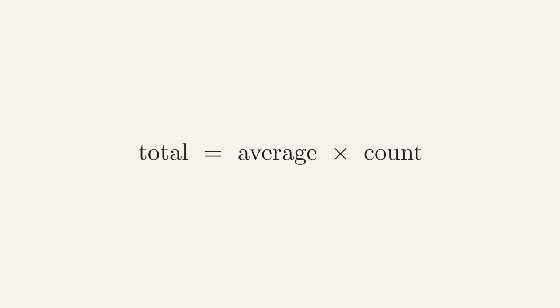The average is the total shared equally among the items, so average equals total over count. Rearranged, that gives the one line you'll use everywhere. Total equals average times count. The moment a question gives you an average and a count, you can recover the total. And the total is usually what you actually need.